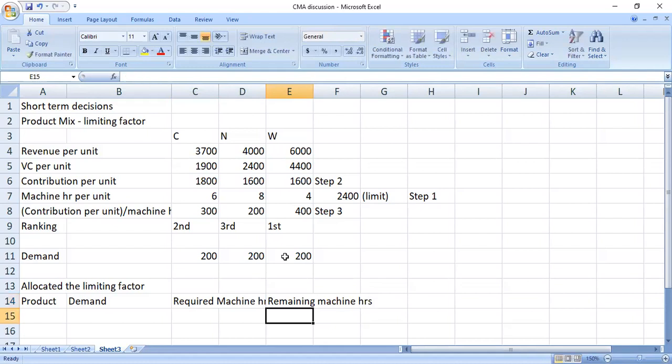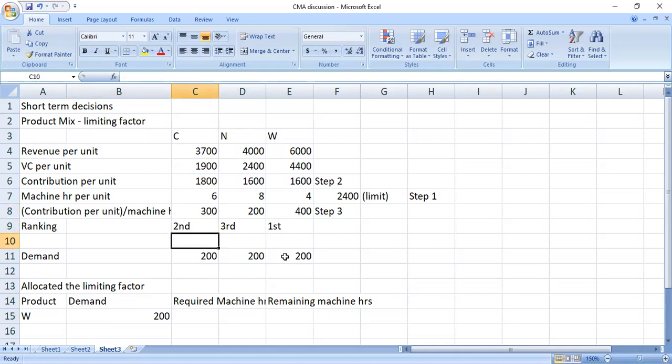Okay, now you begin with the first product, of course, the product that took the first ranking. So in this case, W. The demand is only 200, right? So you ask yourself, how many machine hours do I need to use to produce the 200? This brings us to our information here.